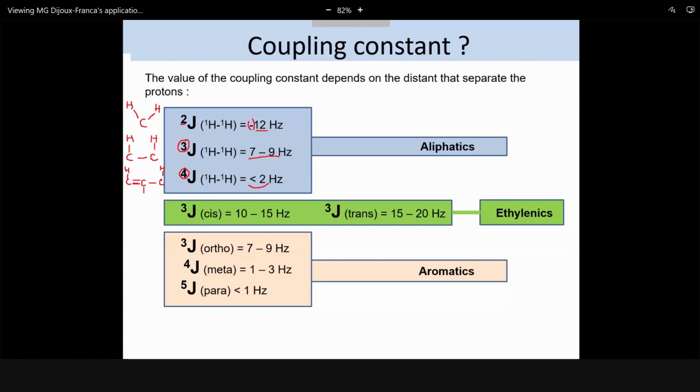So I hope that you understand that the bigger the distance is between the protons, the lower the coupling constant will be. It's just like in love.